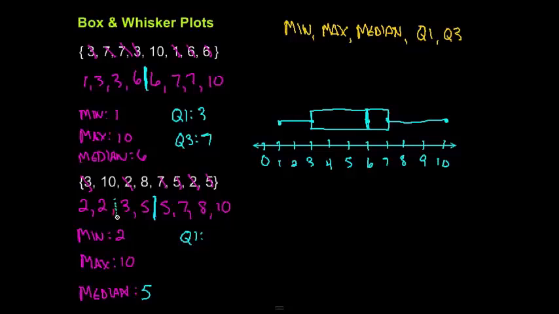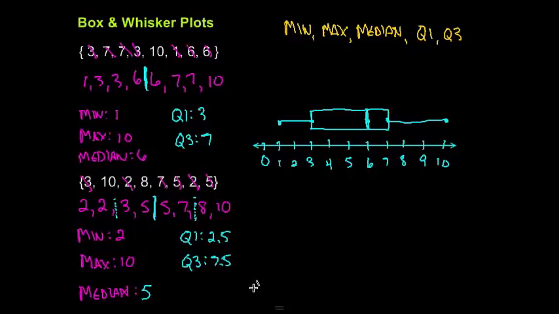There's 2, there's 2. So my middle is going to be right there, right between there. What's halfway between 2 and 3, or the average of 2 and 3? Well, that would be 2.5. Okay, then the median of the upper half, that's the third quartile. So halfway between those, the average of 7 and 8, which would be 7.5. Okay, so now we have our 5 points.